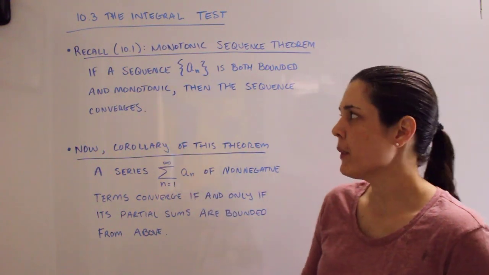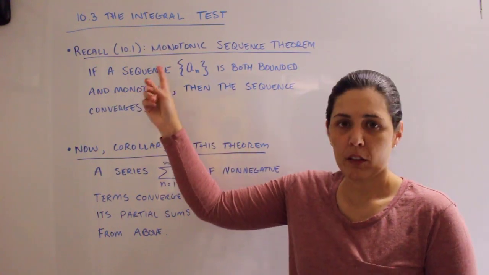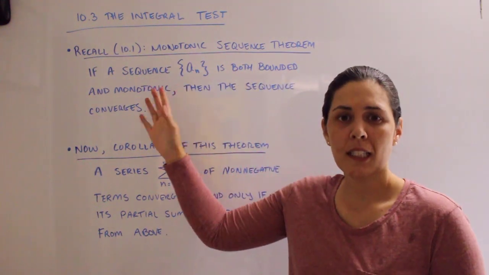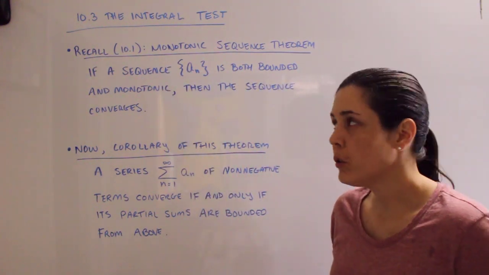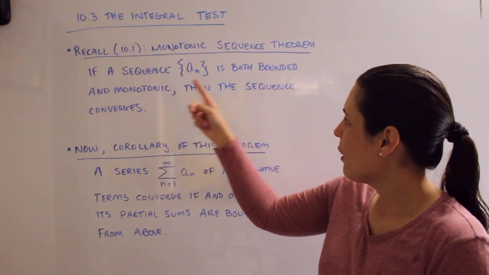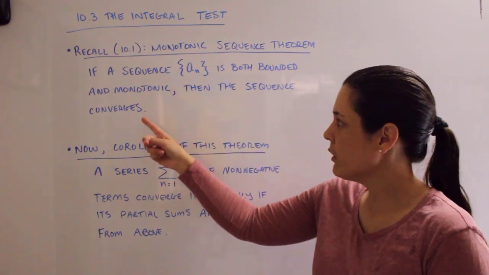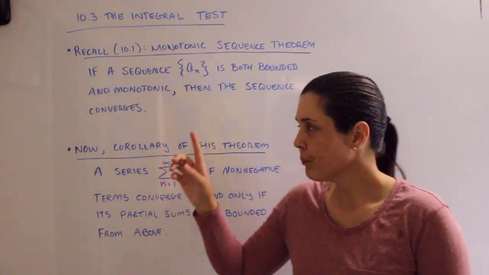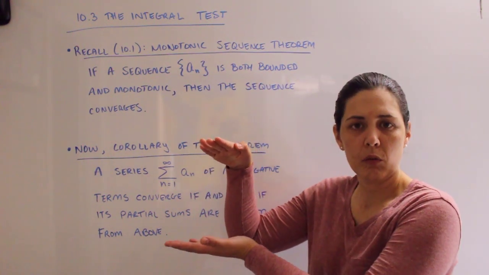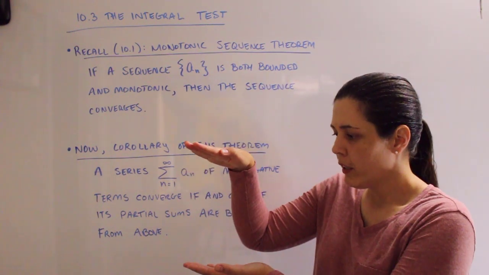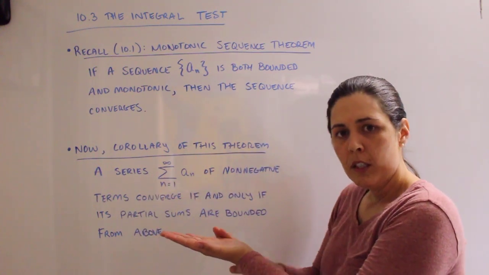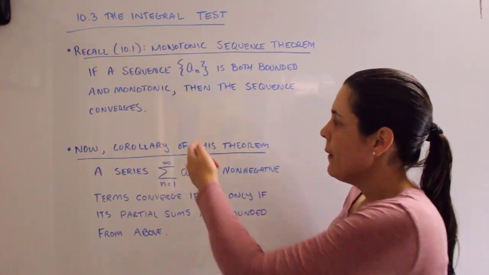A couple sections back we learned the monotonic sequence theorem, and let me remind you what it says because both of these guide us into the integral test. If a sequence, a sub n, is both bounded and monotonic, then the sequence converges. Quick reminder, a sequence is bounded if it's bounded from above and below. So there's some boundary that it doesn't go above, and some boundary that it doesn't go below.